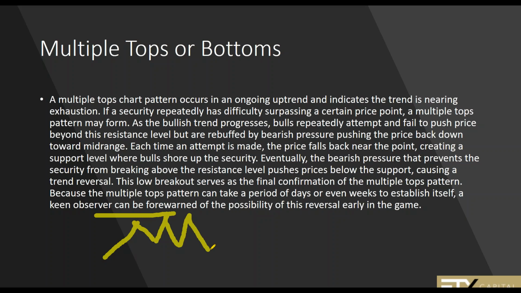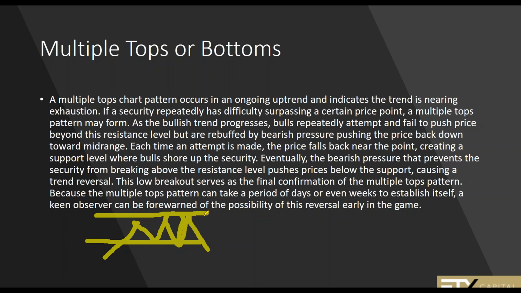You have the exact opposite for multiple bottoms. You could have a double top or a triple top. Double tops happen quite often. They give you some indication. When I see a triple top, I'm saying, okay, the buyers can't push that price above that resistance line. They've tried 3 times. So therefore, I'm going to expect that price to fall because the buyers just can't break higher than that. Each time an attempt is made, the price falls back near the point, creating a support level where bulls shore up the security. Every time the price falls back down here, they start buying back up again, supporting the price, but they can't get through this resistance line.